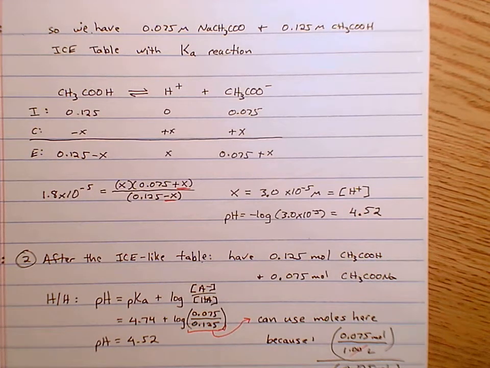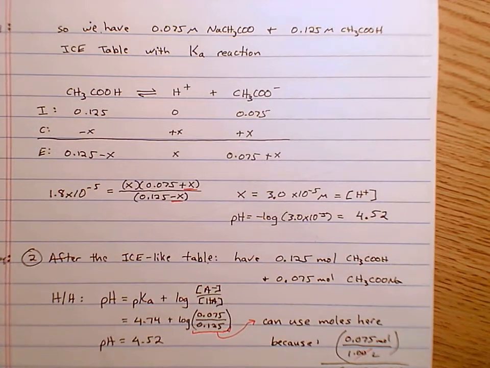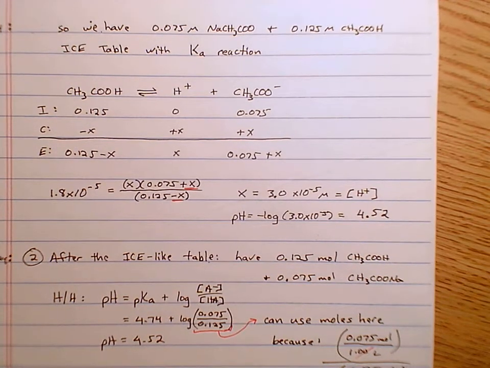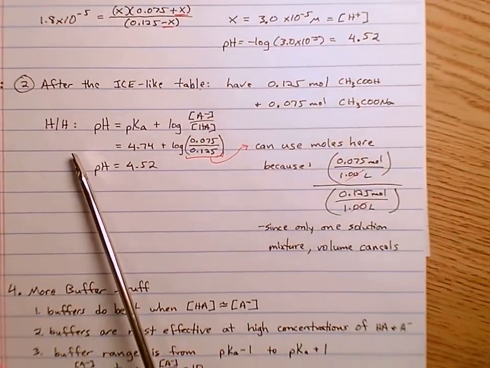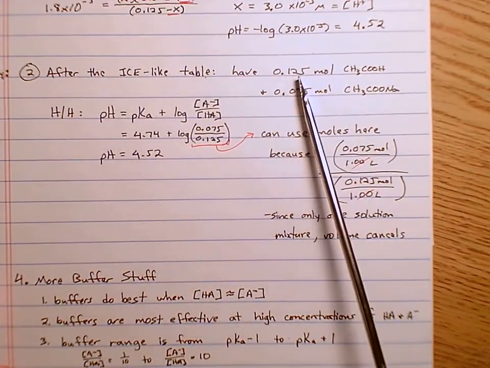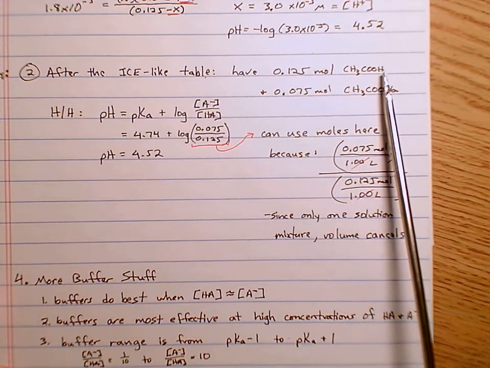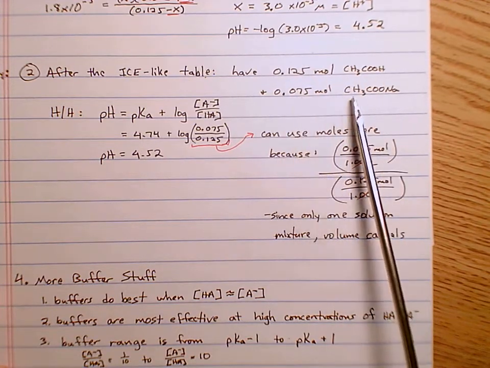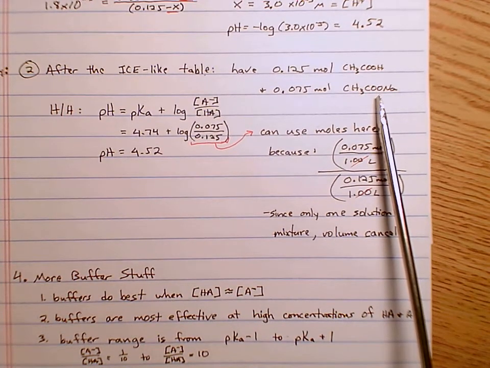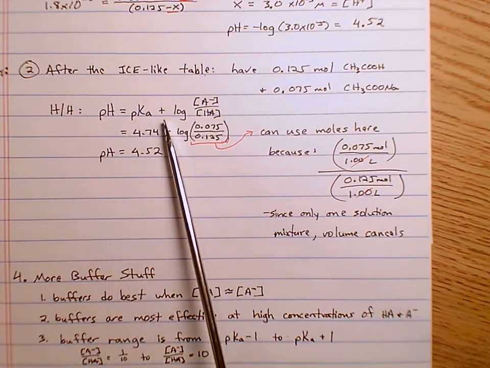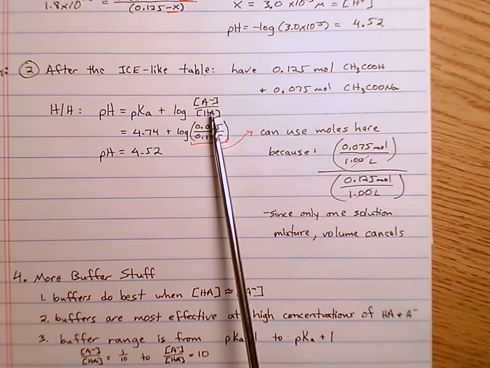Note, walking through it by saying it when it's already written down is easy. It's going to take you a little bit longer to think through this and write it out. But you might be saying, okay, but wait a minute, didn't you say if we have a buffer solution, we can use Henderson-Hasselbalch? Yeah, that's the short way. After our ice-like table, note we have 0.125 moles of CH3COOH, 0.075 moles of acetate. The nice thing about the Henderson-Hasselbalch equation, pH equals pKa plus log of the concentration of A minus divided by HA.